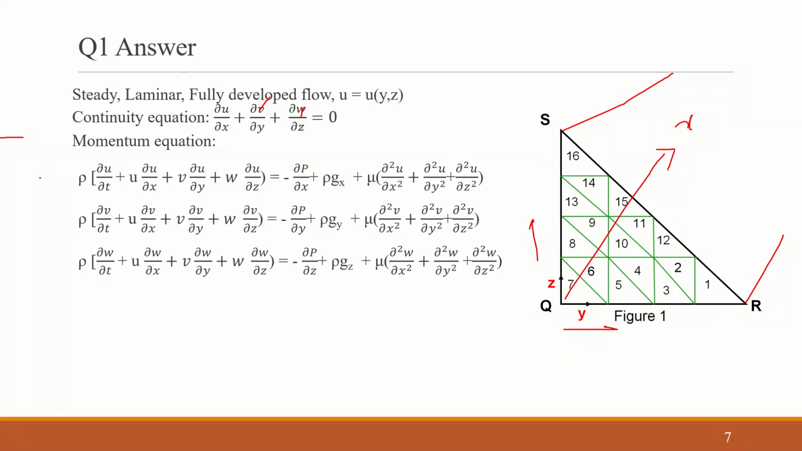And similarly, this is the x component, this is the y component and this is the z component. So rho into ∂w/∂t plus u ∂w/∂x plus v ∂w/∂y plus w ∂w/∂z equals minus ∂p/∂z plus rho g_z plus mu into ∂²w/∂x² plus ∂²w/∂y² plus ∂²w/∂z². So these are the three components of the Navier-Stokes equations.